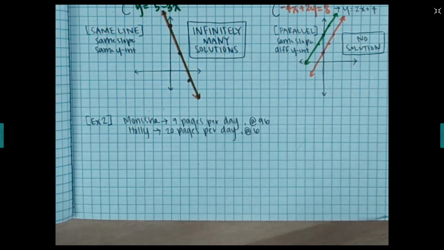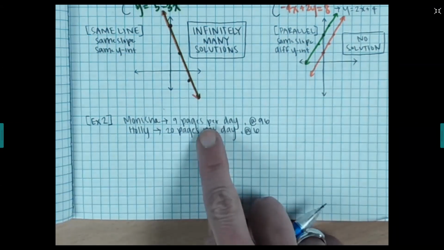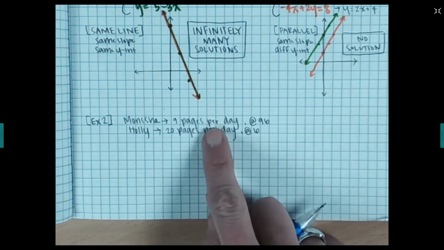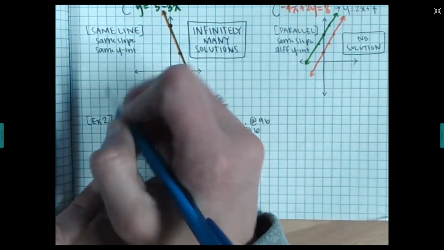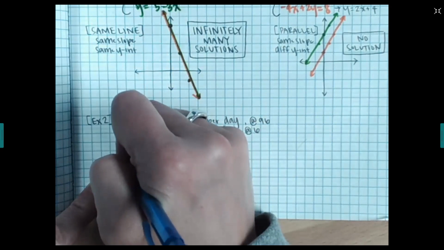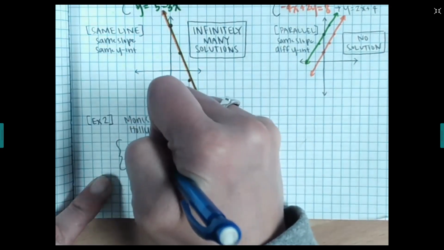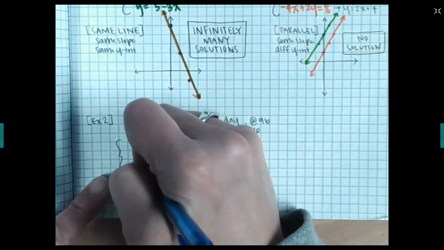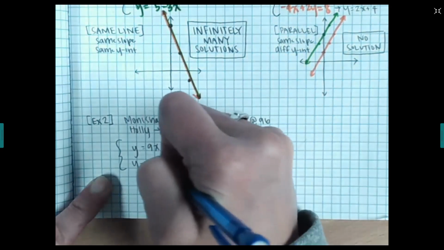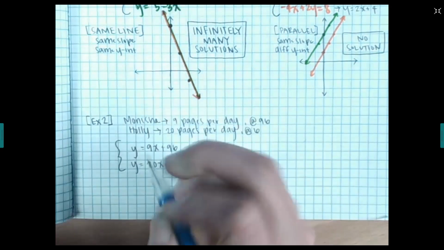Assuming Holly and Monisha both maintain their reading plan, when will Holly catch up with Monisha? Who will finish reading the novel first? So we need to write equations for these. The amount of pages that they read per day is the slope, and the y-intercept is their starting point. So I'm going to write those two equations. Monisha is y equals 9x plus 96, and Holly is y equals 20x plus 6.